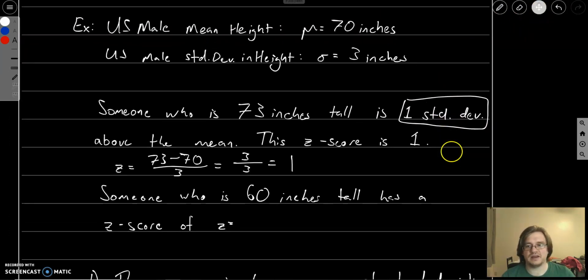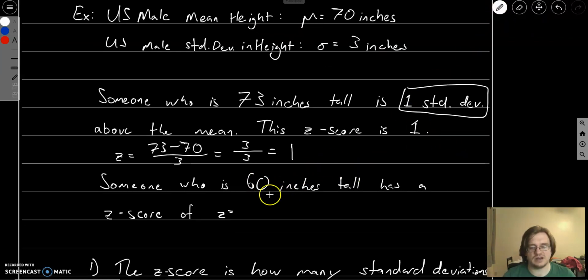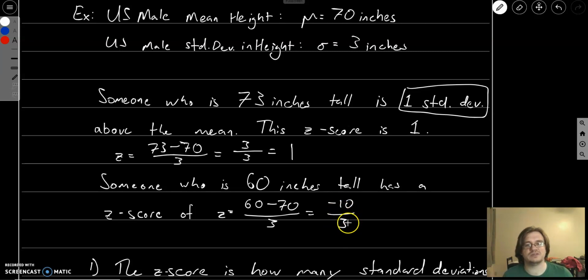Looking at another example, say someone who is 60 inches tall, so exactly 5 foot tall, 60 minus the mean divided by our standard deviation. 60 is going to be 10 inches below the mean. So 10 inches below, meaning we're going to be subtracting, so this is negative 10, but we're still going to normalize with respect to the standard deviation. So when we divide this out, we're going to get negative 3 1/3, which we round z-scores to 2 decimal places.